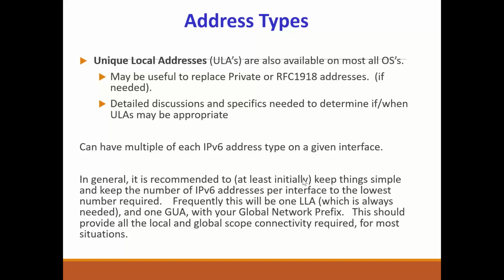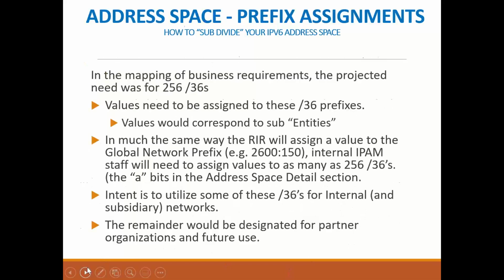Here's the summary statement for address types. In general, this is Mike talking, and maybe Nalini too, I'll let her chime in. Keep it as simple as possible, and keep it to the lowest number of addresses, especially as you're getting started. Keep things simple, keep them working. So that will usually mean a link local address, you have to have that. And then my feeling is you can do everything else with your GUA. And I personally probably would not initially introduce ULAs or any of the other address types such as privacy until you need them. So that's all I have to say on address space.